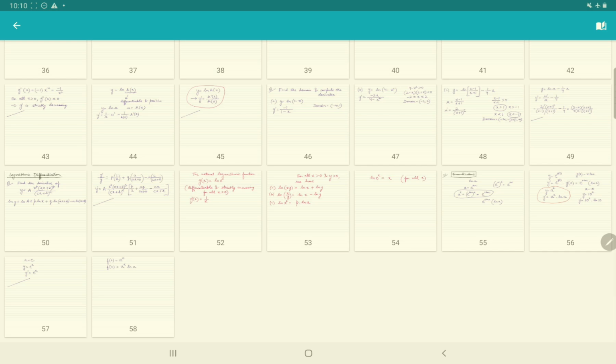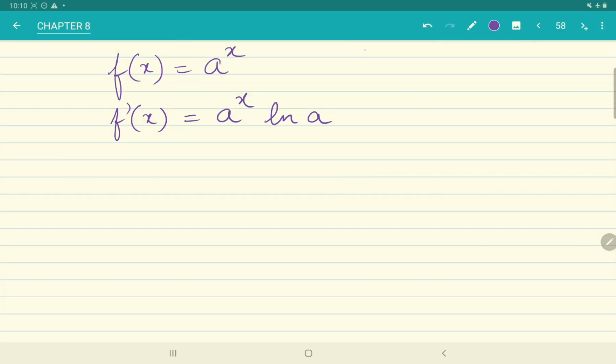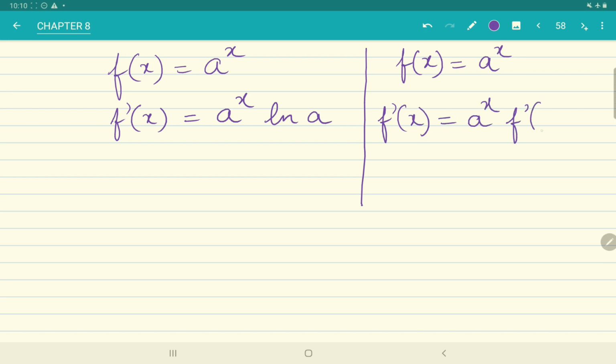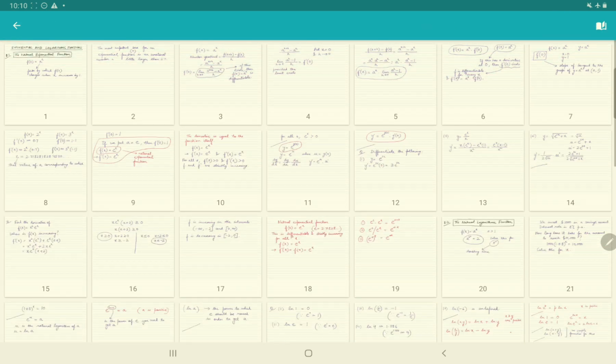So now I can write that f of x equal to a raised to the power x, f prime x is equal to a raised to the power x f prime 0. From this we get f prime 0 being equal to ln a. And we know what f prime 0 is, given the fact that f of x is equal to a raised to the power x.